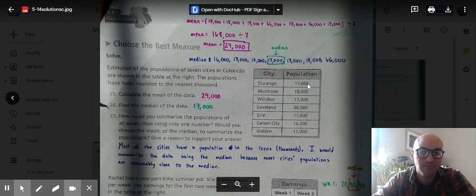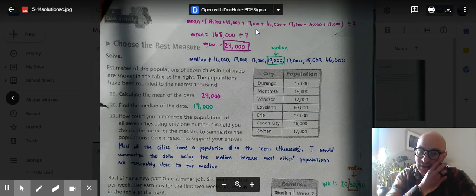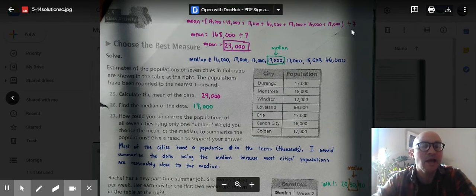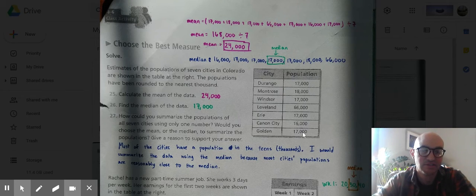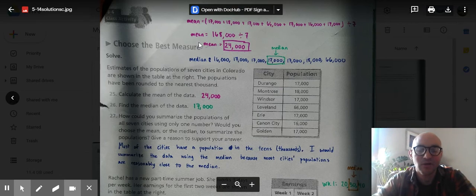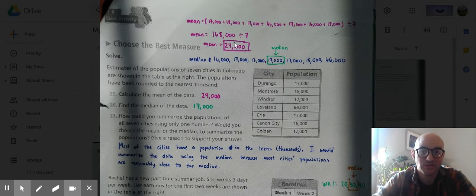So to calculate the mean, I add all my populations up, and I've done that right here, 17,000, 18,000. Adding them up here all the way across, I make sure I include every single one. And then I divide by 7 because there are 1, 2, 3, 4, 5, 6, 7 cities that we are taking a look at here. So I divide by 7. When you add them all up, I have 168,000 for total population. I divide that by 7, I get a nice answer of 24,000 exactly.